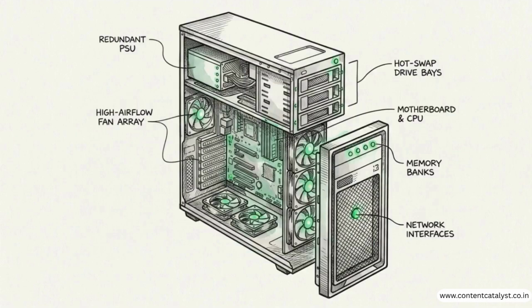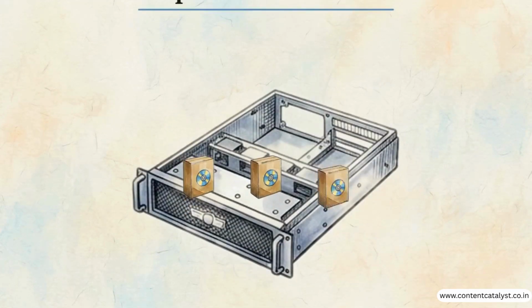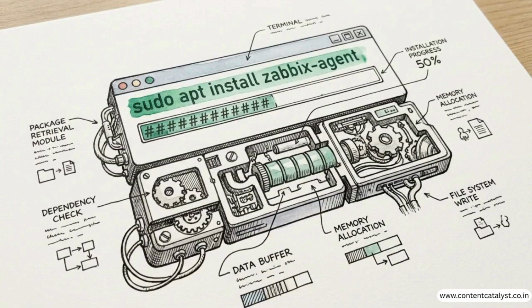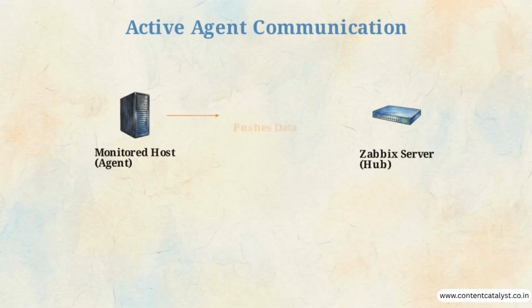Now we'll look at a standard Linux server. Because this is an open environment, we can install software directly to get more granular data. SSH into your server, download the Zabbix package, and use the terminal to install the agent. We are configuring an active agent. Instead of the hub requesting info, the server pushes its data outward.